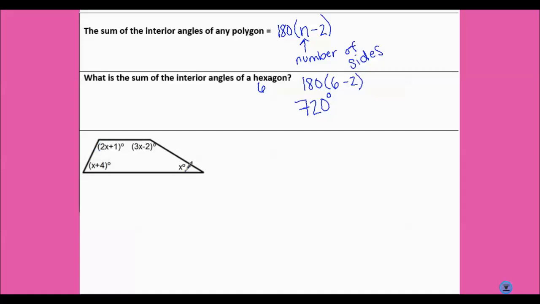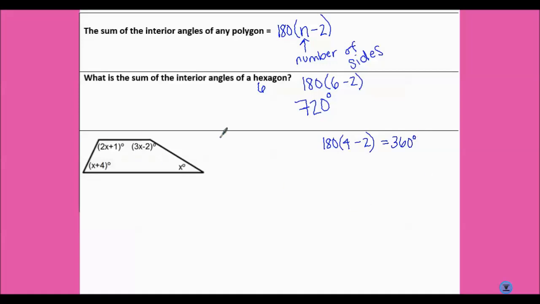So the directions are missing for this one, but we're going to solve for x. The first thing we need to look at is that we have 4 sides here. So to find the sum of the interior angles, we need to do 180 times 4 minus 2. 4 minus 2 is 2. 2 times 180 is 360 degrees.